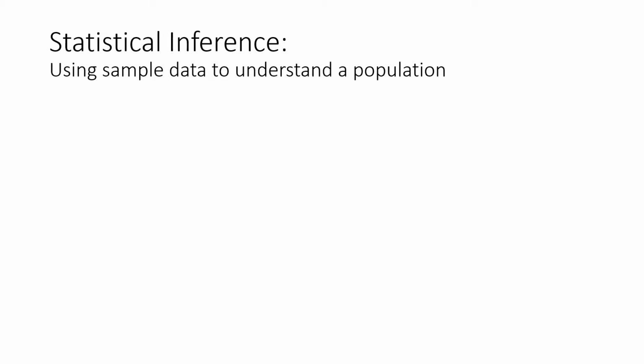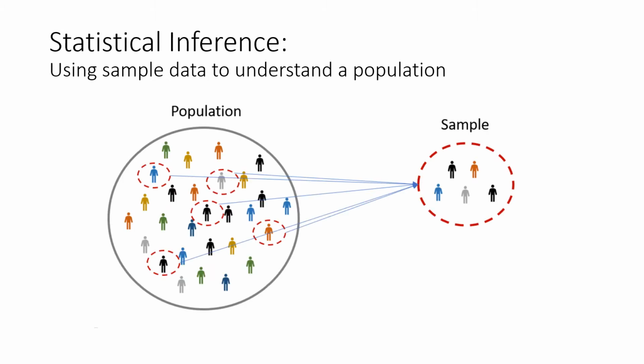We talked back in Chapter 1 about the idea that the population is the entire group that we'd like to know about, and that often it's too difficult to collect data from an entire population. So instead, we collect data just from a subset of the population, the sample.